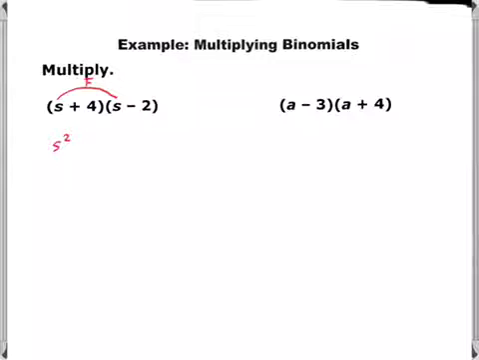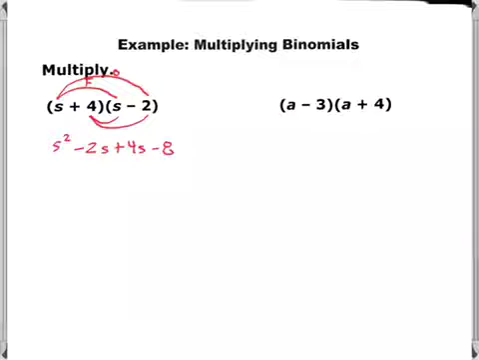And then we're going to go outside, which is negative 2 times s, which is negative 2s. Then we go inside, which becomes 4s. And then we go last. 4 times negative 2 is negative 8.